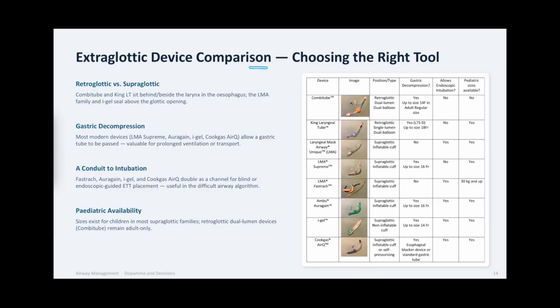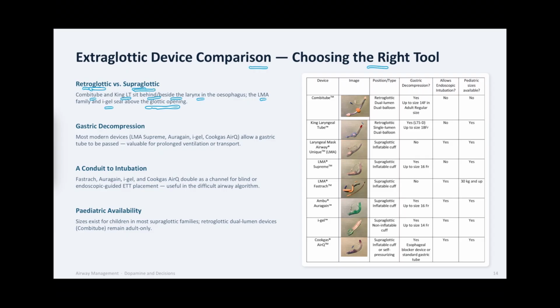Extraglottic airway comparison, that is, choosing the right tool. Basically, extraglottic airway devices are divided into retroglottic and supraglottic. The Combi tube and King's LT tube sit behind or beside the larynx in the esophagus. That is why these are called retroglottic devices. Whereas the LMA and I-gel seal above the glottic opening, like it is shown in the previous picture. That is why these are called supraglottic airways.